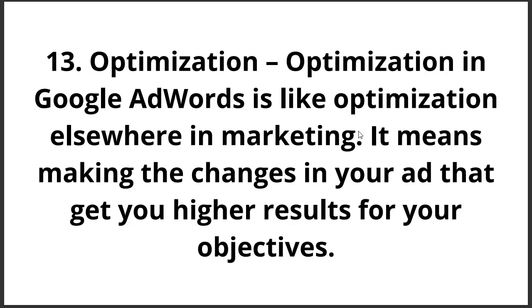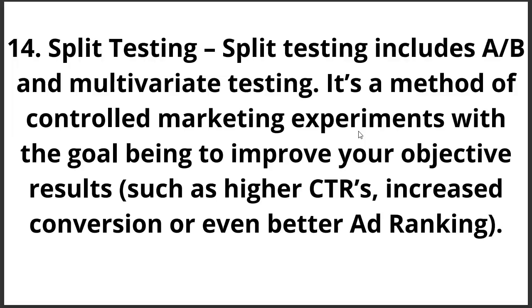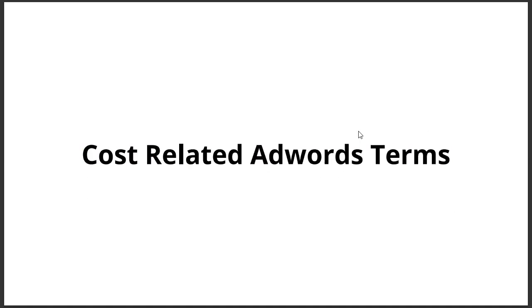Optimization. Optimization in Google Ads is like optimization elsewhere in marketing. It means making the changes in your ad that get you higher results for your objectives. Split testing. Split testing includes A/B and multivariate testing. It is a method of controlled marketing experiments with the goal being to improve your objective results, such as higher CTRs, increased conversions, or even better ad ranking.